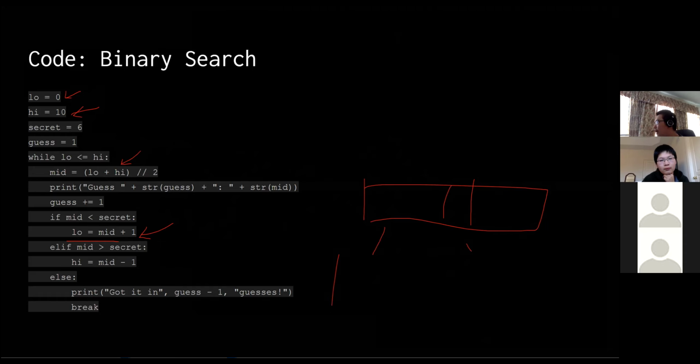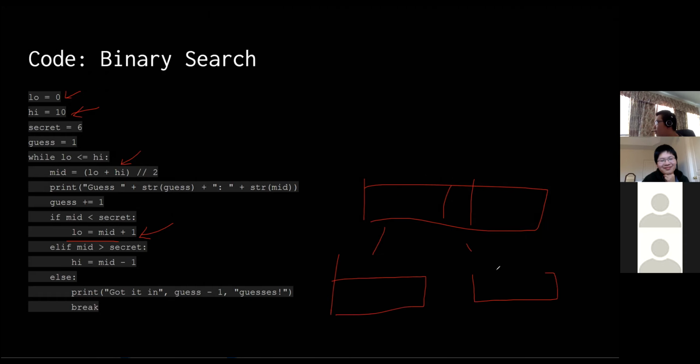remember our recursion tree, right? We split it into 2 different arrays, and we actually take the array on the left if it's less than secret. If it's more than secret, we take the array on the right. And then when we get it, we just say that we got it.